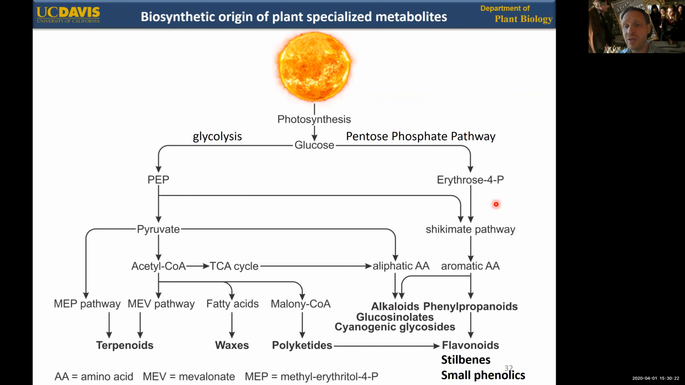Especially through the PPP, you're getting the 4-carbon sugar erythrose. That is a key intermediate en route to the shikimate pathway. But key here is that you're using the PPP, glycolysis, and the TCA cycle to generate amino acids. And so out of those amino acids, that's actually what you're using now to make all your alkaloids, glucosinolates, cyanogenic glycosides. So these are your nitrogen-containing natural products coming directly out of the amino acids.